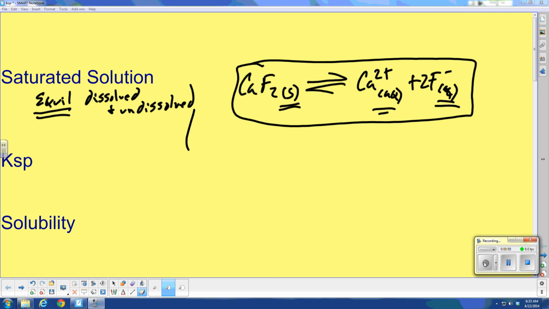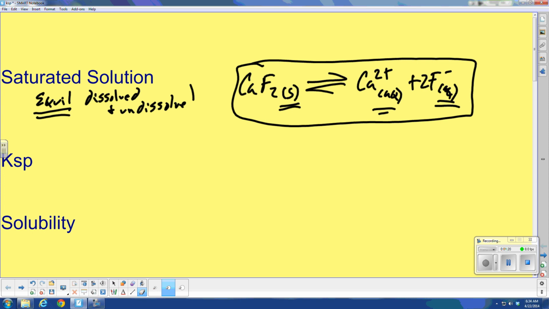And how would I know it's saturated? Well, there would be a test tube, and I'd have some solid calcium fluoride in a solution. If it's solid, that means I've got an equilibrium between dissolved and undissolved. So there you go. That is what we would see. And anytime you have a precipitate, you have a saturated solution.